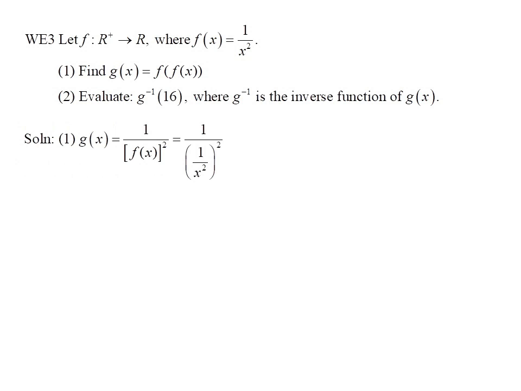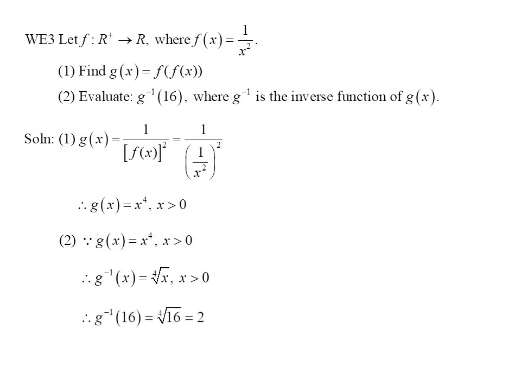As for the first question, since g(x) is the composite function f of f(x), here the output of f(x) is the input of f(x). So g(x) equals x to the fourth. Since g(x) equals x to the fourth, its inverse function equals the fourth root of x. Hence, the inverse function of g(x) equals 2 at x equals 16.